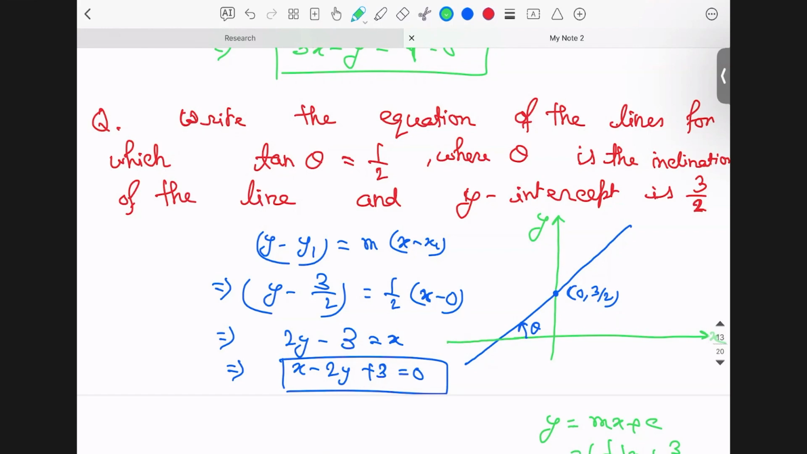Okay. And simply from here you can also see how we can get the equation when the x-intercept is given instead of the y-intercept. Like if they have given a line with inclination theta equals half, and instead of the y-intercept they have given the x-intercept, say 3 by 2. Then that straight line will cut the x-axis at the point (3/2, 0), and you can use this as a point on the straight line and get the answer.